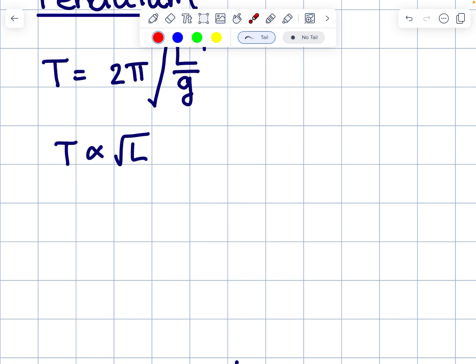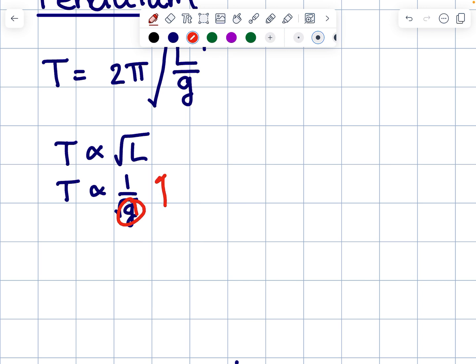Okay, so increasing L makes T get bigger, but it's not linear. If we make the length of the pendulum 9 times bigger, the period would get the square root of 9, or 3 times bigger. All right, so that's the first thing you need to know. The second thing you need to know is that the period is inversely proportional to 1 over the square root of the gravitational constant, meaning that as the gravitational constant gets bigger, the period gets smaller. They're inversely related, okay?